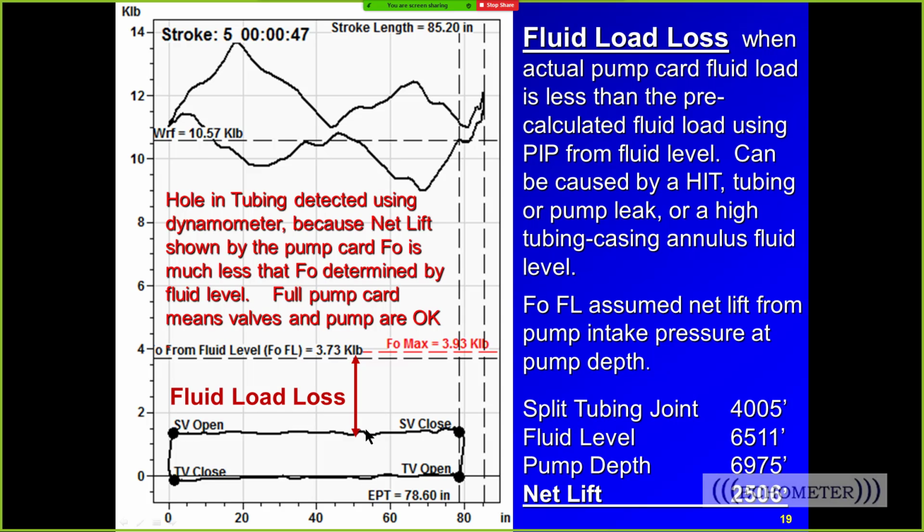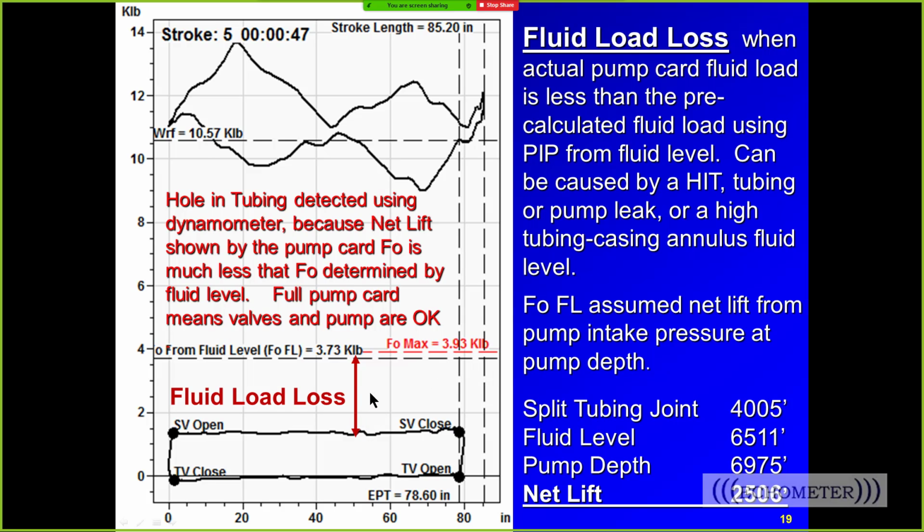So the pump card height is based on the lift. What's the net lift based on the pump discharge pressure? Well, it's not very much. And so in this case, it's only up to the hole at 4,005 feet. So the net lift is 2,500 feet versus 6,500 feet if the liquid level was correct based on lifting the fluid to the surface. So the pump card is not as tall. That's what I'm trying to say. The pump card is not as tall as it would normally be. It would normally be this tall up to FO from the level shot, but it's much shorter.